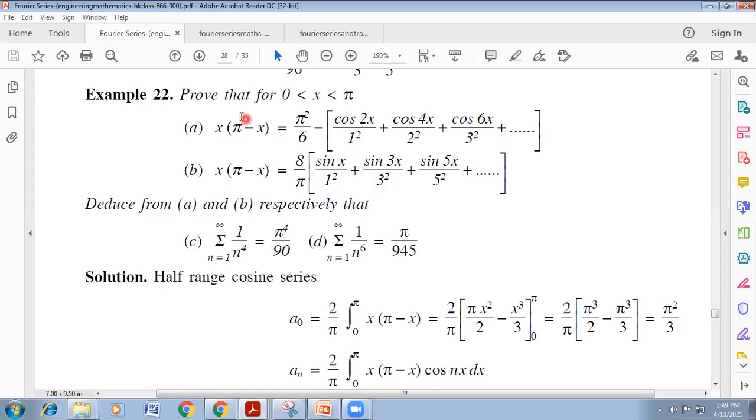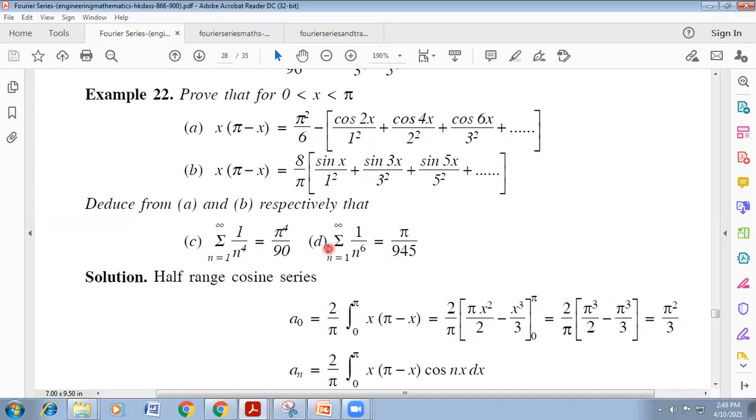Now another example. Prove that for 0 less than x less than pi, (a) x into pi minus x equals pi square by 6 minus cos 2x by 1 square plus cos 4x by 2 square plus cos 6x by 3 square plus dot dot. This is a series. And (b) another function, x into pi minus x, equals 8 by pi times sin x by 1 square plus sin 3x by 3 square plus sin 5x by 5 square plus dot dot.